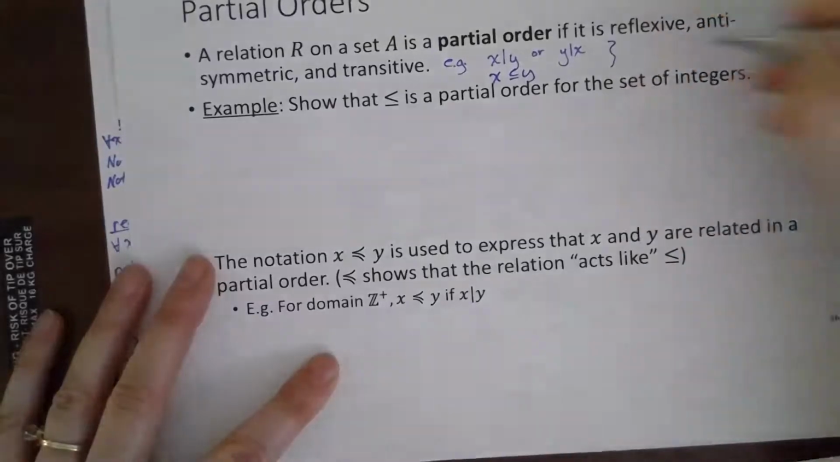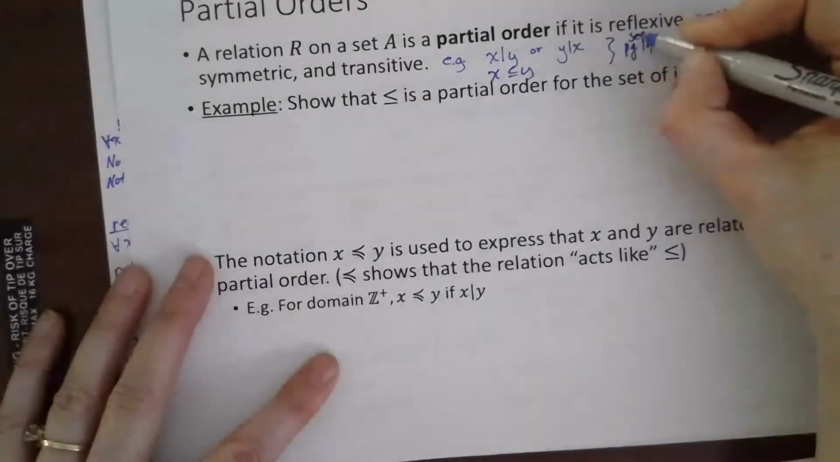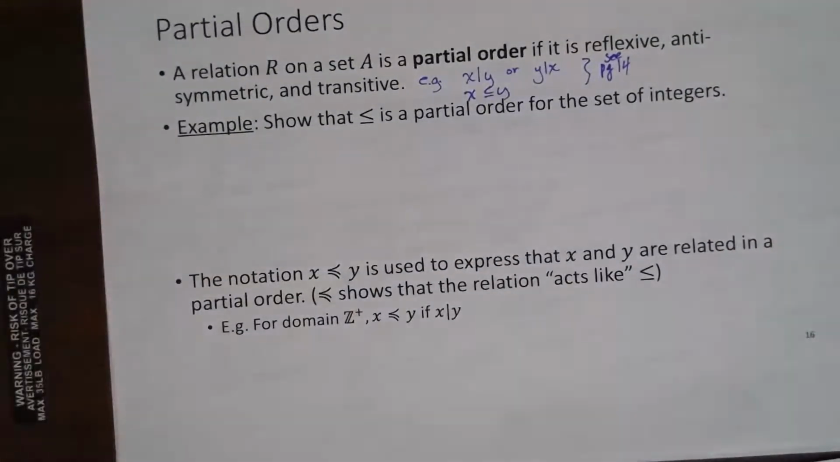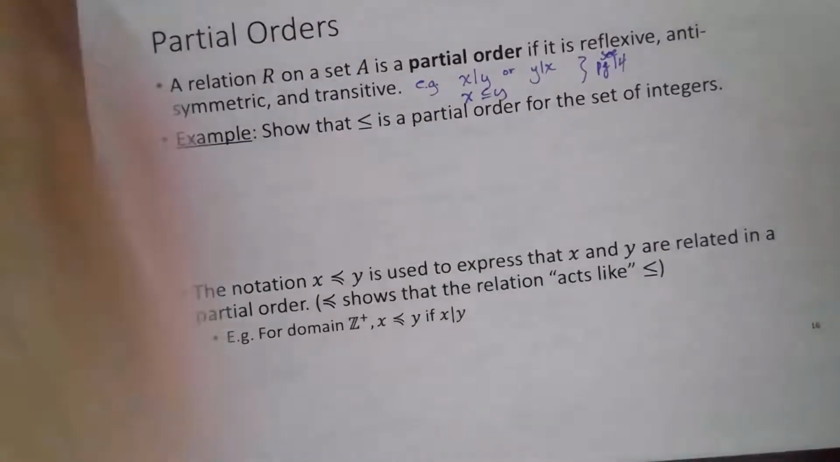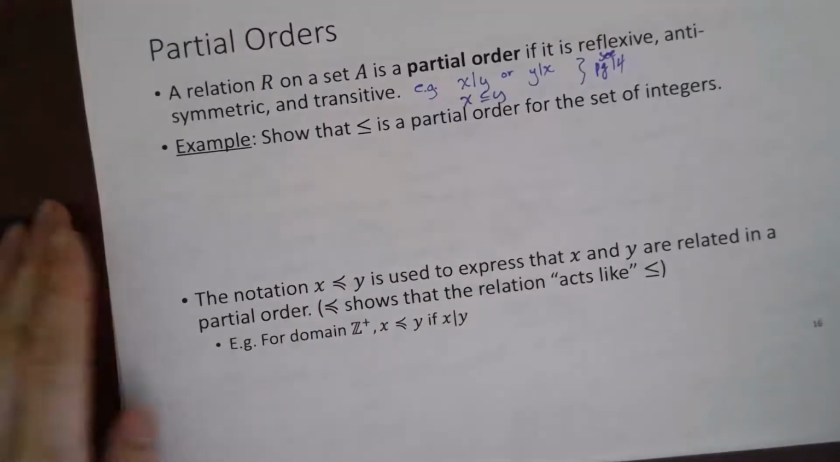So these were from what, page 14? Okay. So as long as it has those three properties, it's called a partial order. Hopefully this will make sense why they called it a partial order after we look at some properties. So the most classic partial order is the less than or equal to operator.